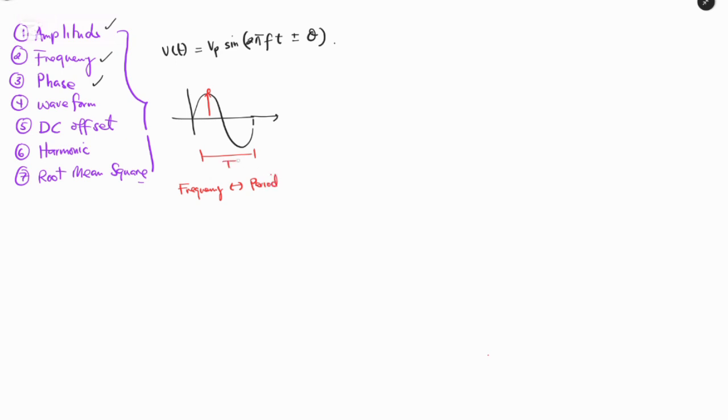The period is the time taken to complete one cycle. Therefore, the frequency is inversely proportional to the period. If you know the period of a signal, you can calculate the frequency, and if you know the frequency of a signal, you can calculate the period. So this is the voltage peak and this is the frequency of the signal. And now we will discuss this parameter, which is known as the phase.